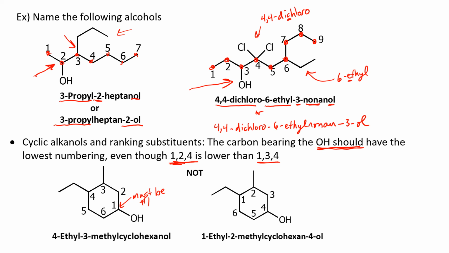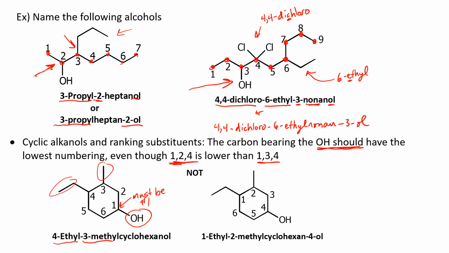Let's look at how we name this. So we've got a 4-ethyl, a 3-methyl, and a 1-ol. And it's a cyclohexane ring as our parent. So ethyl comes before methyl, so we have our 4-ethyl, 3-methylcyclohexanol. You could have done 4-ethyl-3-methyl-1-cyclohexanol. You could have done 4-ethyl-3-methylcyclohexan-1-ol. That would also be acceptable.